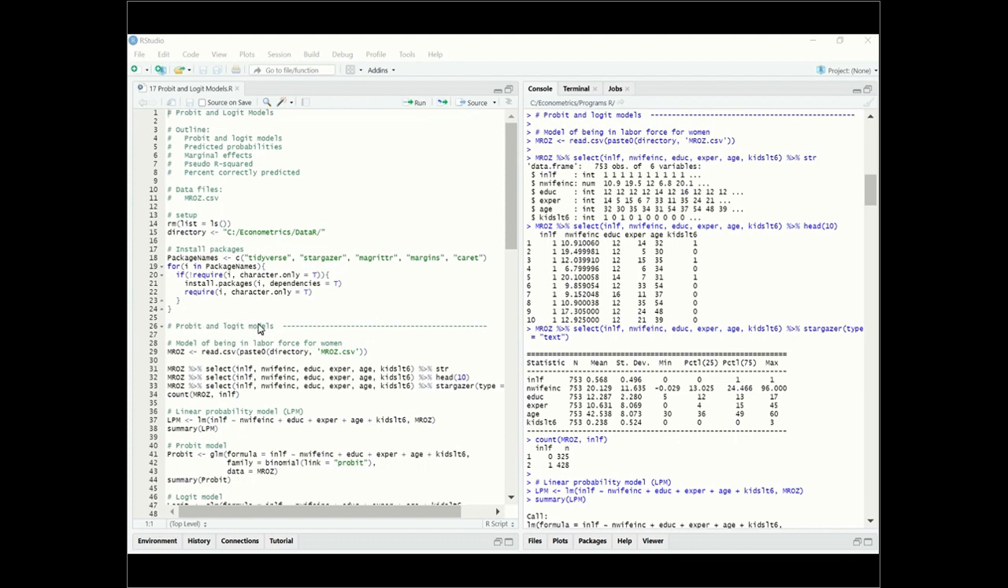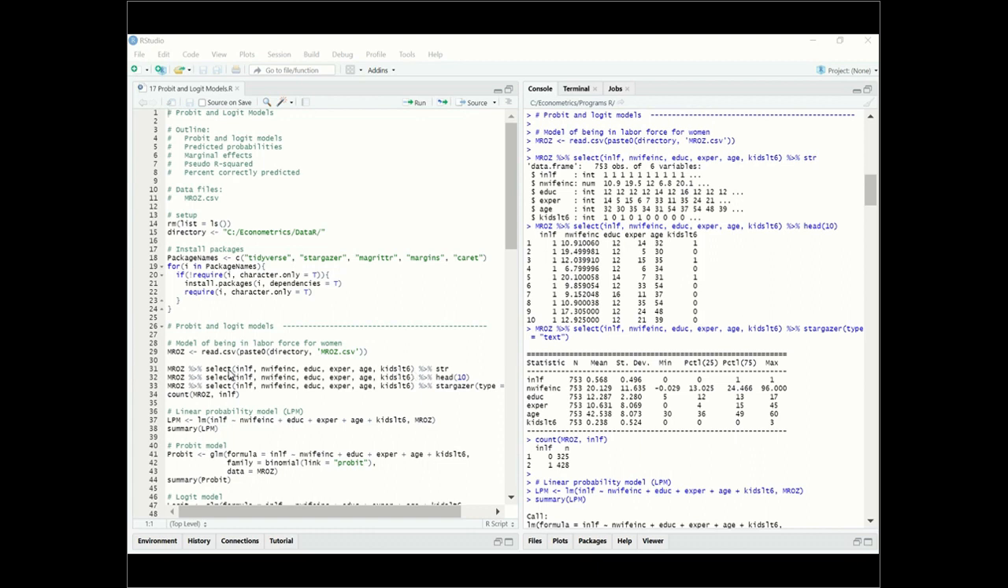So let's first look into the data. Here we have a model of being in the labor force for women. For this, we're going to read the data MROZ.csv into our data frame called MROZ. We will be selecting the following variables. In labor force, which is a 0 or 1 variable for whether or not women are working. Here is the non-wife income, which is going to be an independent variable, education, experience, the age of the woman, and the number of kids that are less than 6 years old.